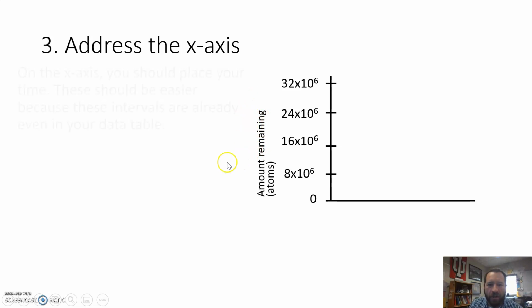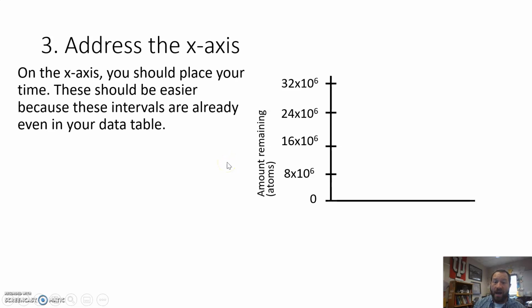All right, next up, we're looking at our x-axis. Now, this should always be your time. That's going to be your independent variable. And this one should be a lot easier to do. The time is going to be a half-life, which should always be an even interval.